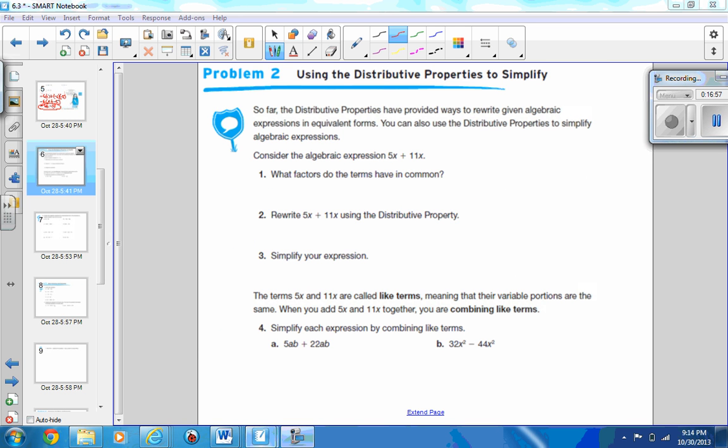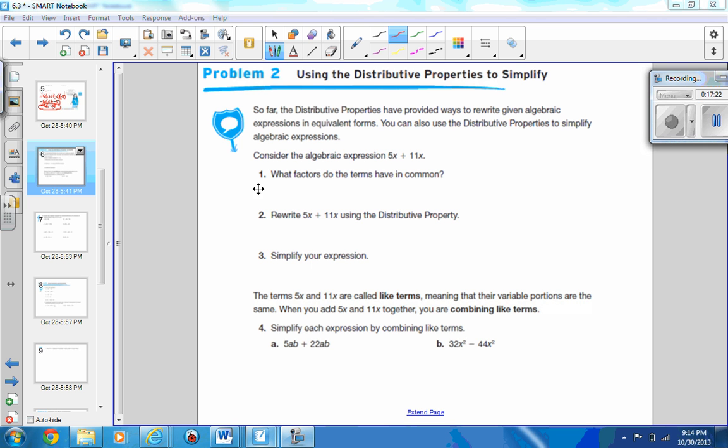All right, so now in problem 2, we're going to use the distributive property to simplify. So far, the distributive properties have provided ways to just rewrite given algebraic expressions in equivalent forms. You can use the distributive properties to simplify algebraic expressions. So consider the expression 5x plus 11x. What factors do the terms have in common?